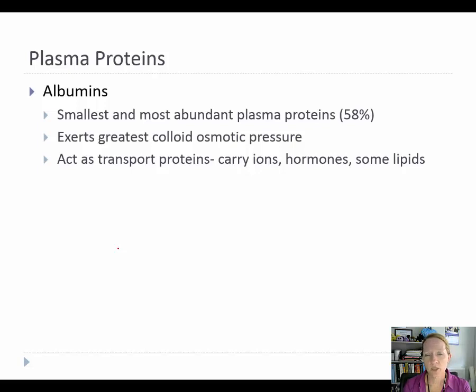They can transport as well. They transport a lot of lipid molecules, so a lot of hormones. We talked about how you have some lipid-soluble hormones that need to be transported around. Well, here's albumin, and that is how they're transported around. They can also carry ions and things like that, and other lipids.